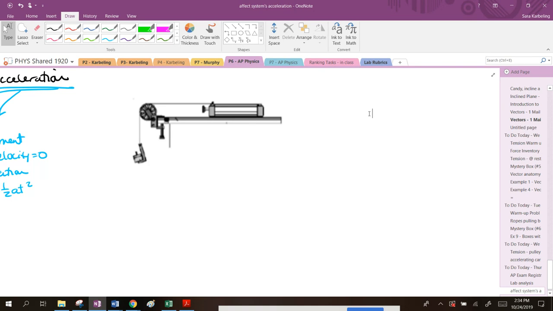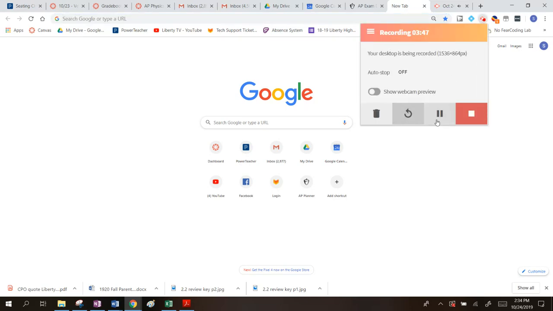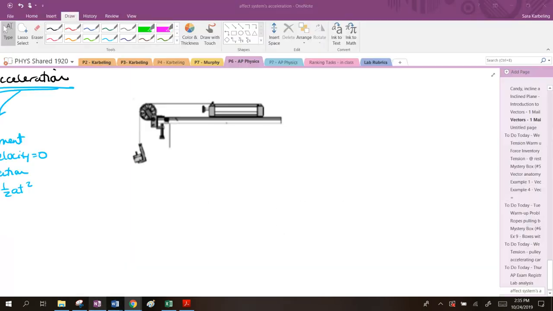Give me just a moment. I want to make sure that you are labeling things carefully. I want to make good, clear free body diagrams. All right.